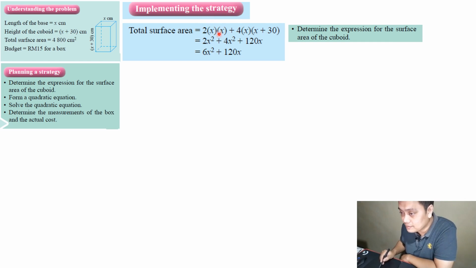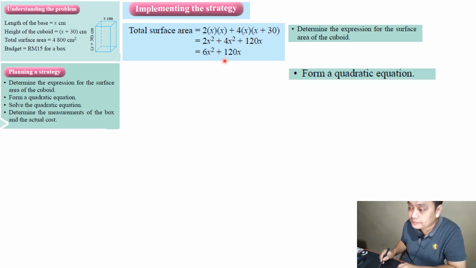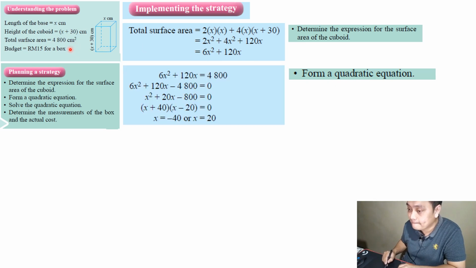Okay, then you expand the expression, you will get 2x squared plus 4x squared plus 120x, and it is equal to 6x squared plus 120x. The next step, you form a quadratic equation by relating it to the total surface area equal to 4,800 centimeters square. Okay, so 6x squared plus 120x equals 4,800. Then you write in general form ax squared plus bx plus c equals 0.